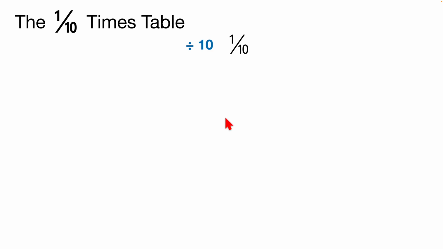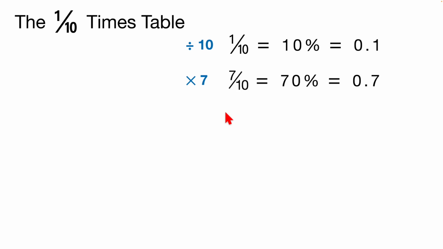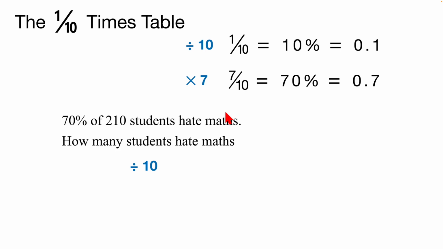Let's not forget that if I divide by 10, I get a tenth, but that's equal to 10% and 0.1. Brilliant. So imagine, for example, I decide to multiply by 7, I get 7/10, but I also get 70% and 0.7. So if I get a pretty obnoxious question such as, oh, I don't know, 70% of 210 students hate maths. Can that be right? 70%? I thought it was more like 90. Anyway, 70% of 210 students hate maths. How many students hate maths?